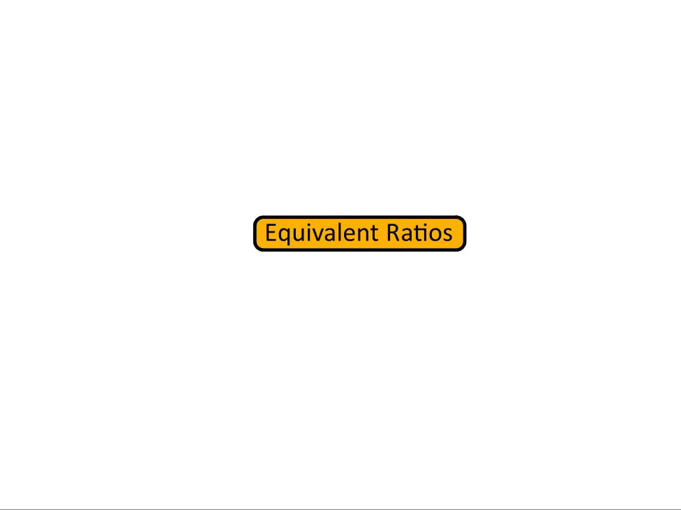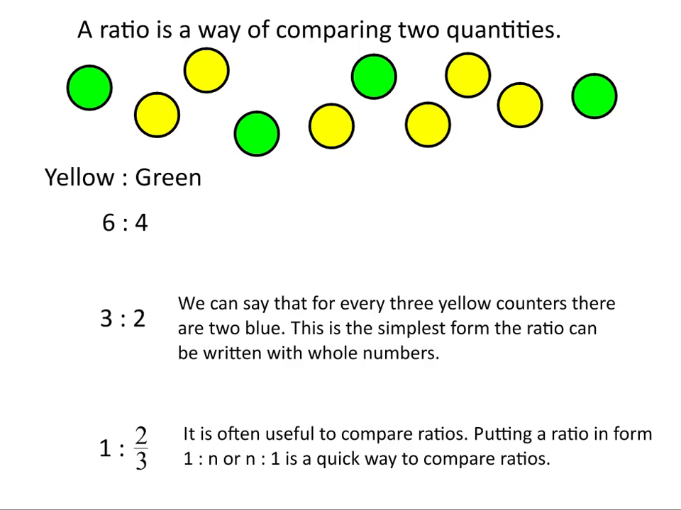In this video, we're going to be looking at equivalent ratios. So a ratio is a way of comparing two quantities, the proportions really of these two quantities, and often actually it's more than two, but in these first simple cases we're just going to look at two things. So the first example is yellow circles and green circles, and you should be able to see by eye that there are 6 yellow circles and 4 green circles.